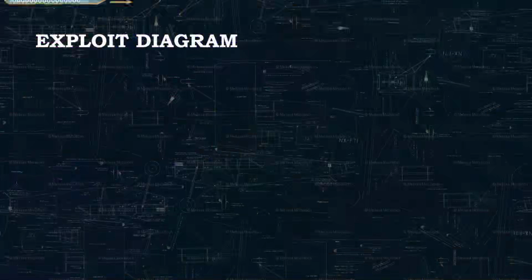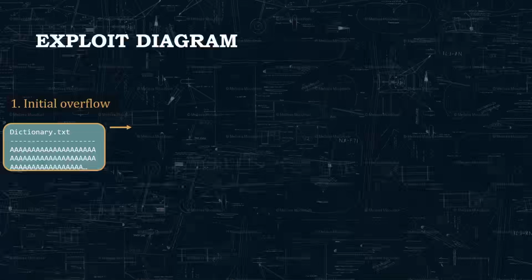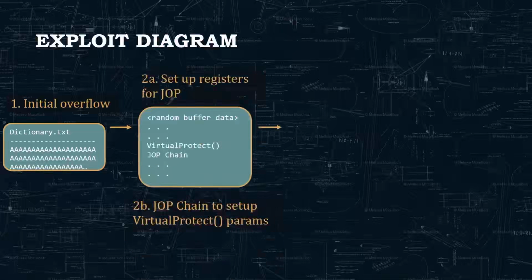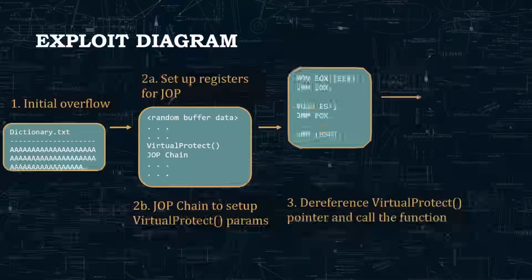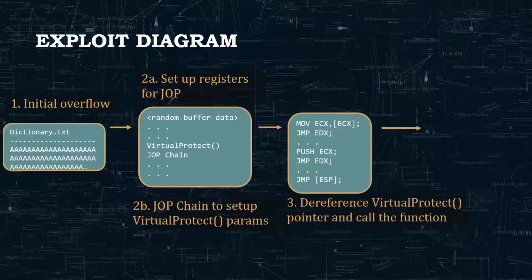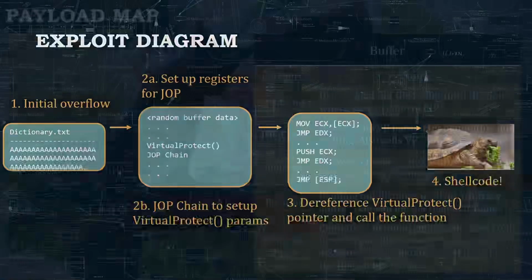Looking at a diagram of our exploit, we have our initial buffer overflow. Once we gain control of EIP, we'll set up our registers for JOP, and we will use our JOP chain to get our parameters sorted out for virtual protect. Virtual protect will be dereferenced, the pointer will be dereferenced, and we will call that function in order to overcome DEP, and then we will execute our shellcode.